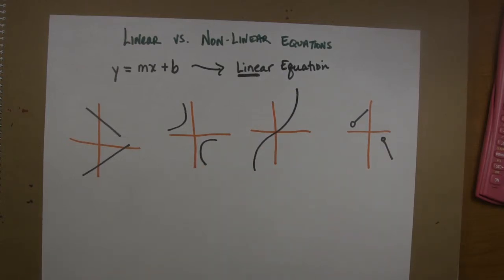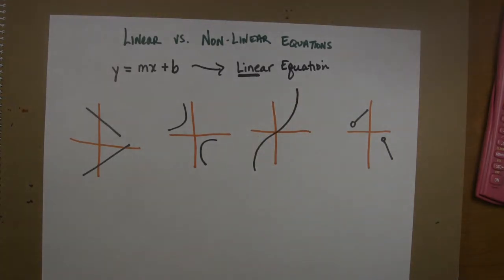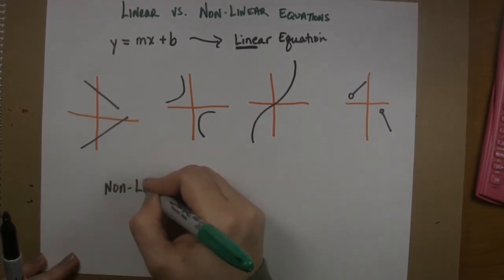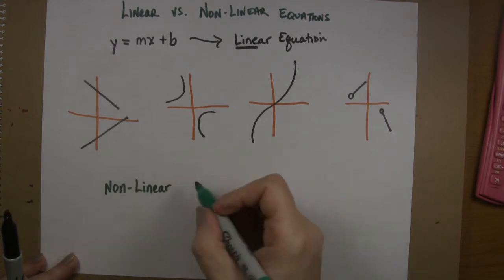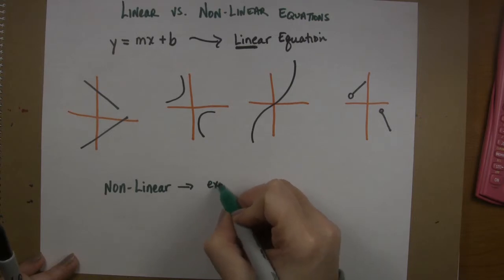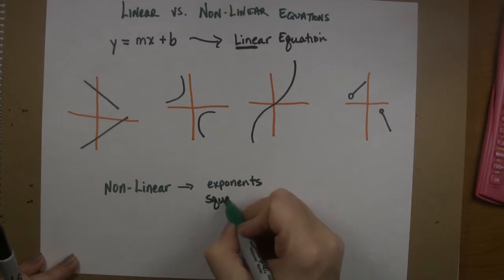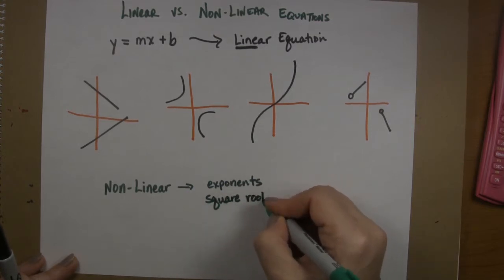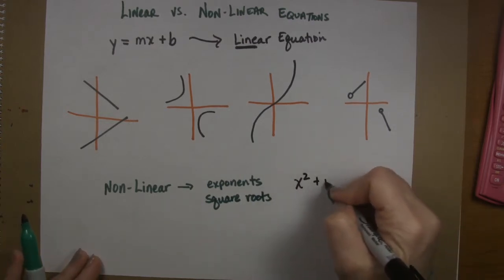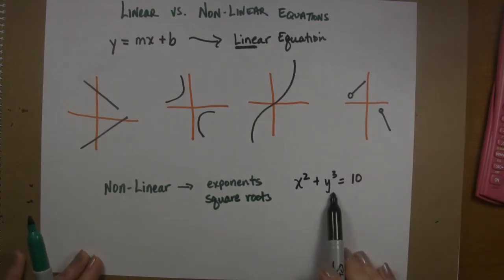Well, in Algebra 1, we really only want to deal with linear equations for the most part. So I just want to point out how you can tell the difference between a linear and a nonlinear equation. Nonlinear equations have exponents, or they have square roots. So if you see an equation like this, that is a nonlinear equation.